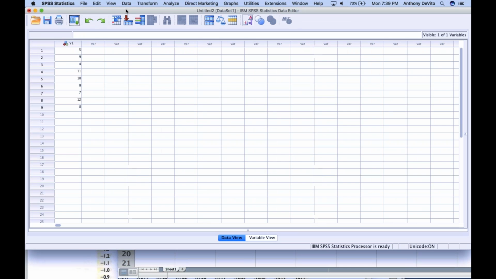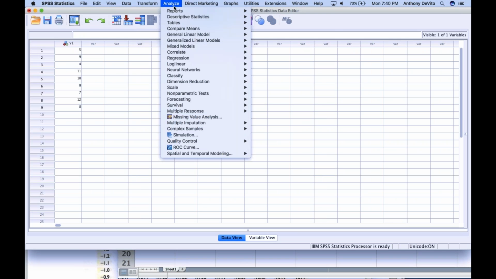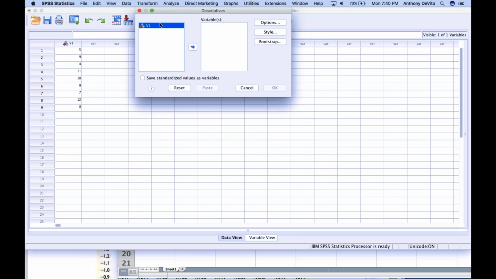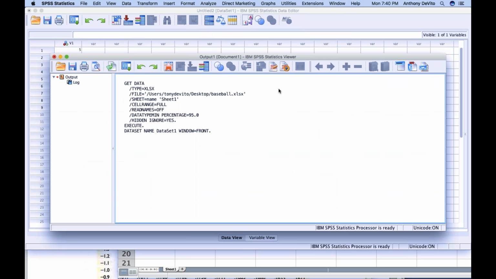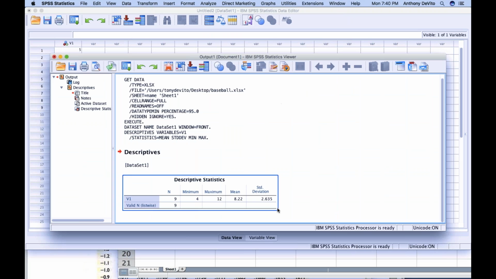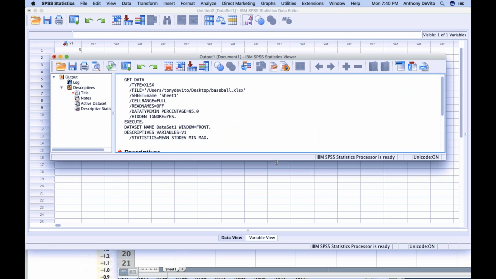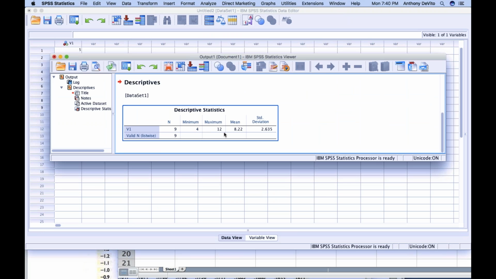Now you guys remember how to do descriptive statistics. I can go up here to analyze, descriptive statistics, and descriptives. And I can ask it to tell me the average values, the standard deviation, and so on and so forth for those values. Mean, standard deviation. Great. That's good enough. Here's our output. What does it look like? Okay, let's see. The mean is 8.22, same thing that we calculated before. The standard deviation for these 9 values is 2.65, right?